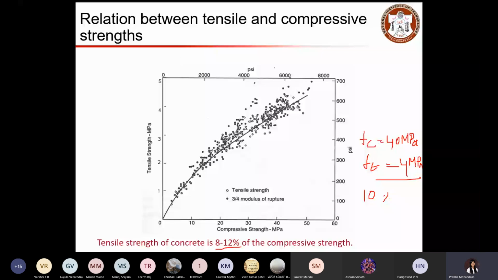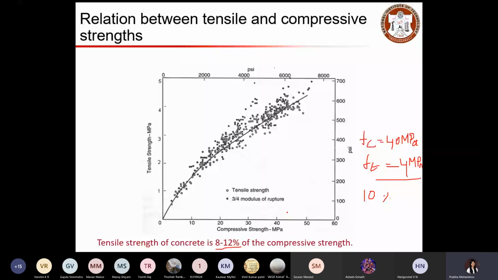This plot basically represents the experimental test results that were done by various researchers. Those were collected and plotted together to come up with the relationship between tensile and compressive strength of the concrete. Based on this relationship, we found that tensile strength would be about 8 to 12 percent of your compressive strength.